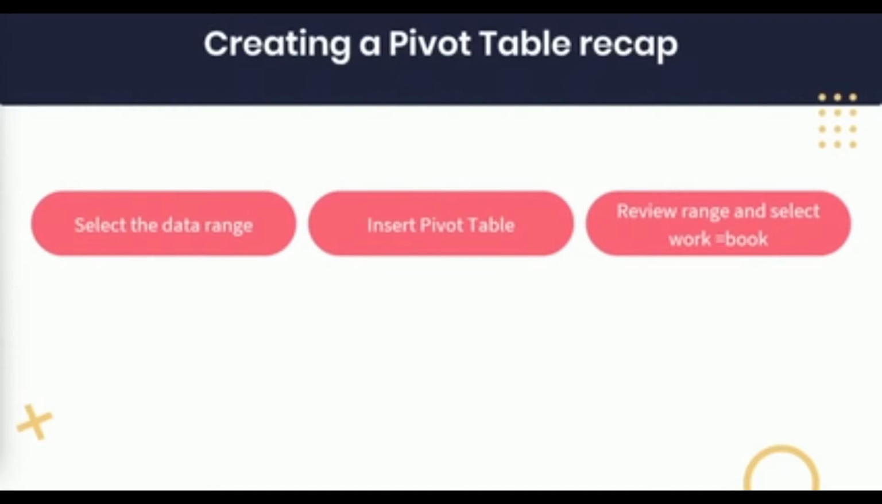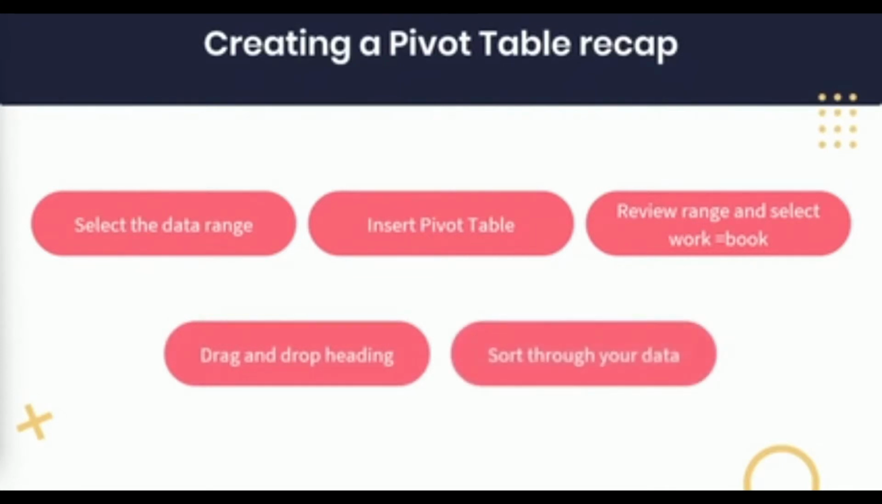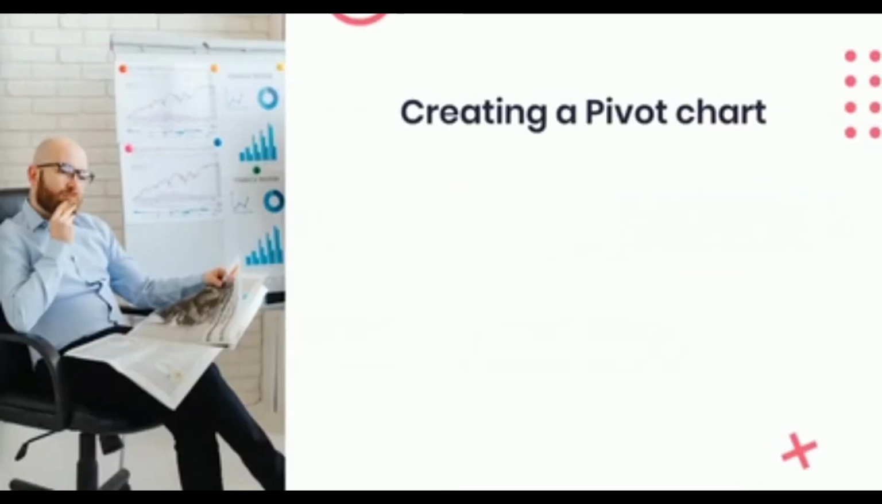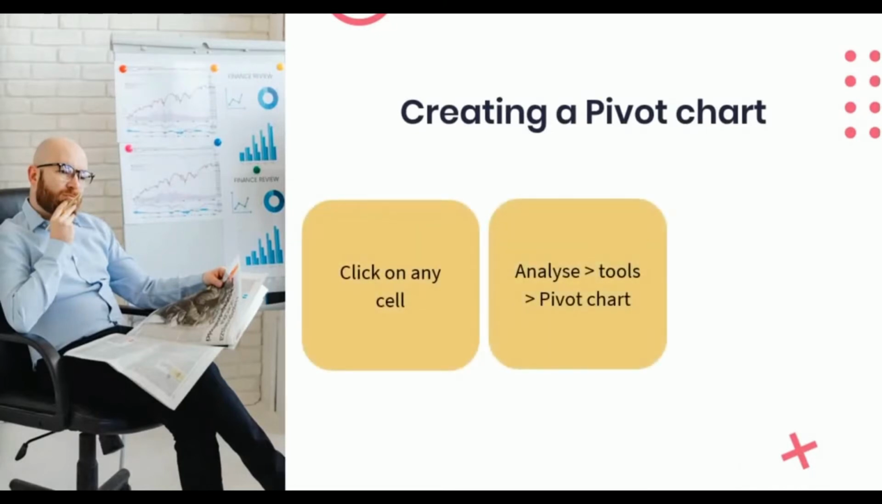On the worksheet, drag and drop the headings into the pivot table fields. And when your data is in the correct field, you can also sort your data. Now, sorting your data makes it a lot easier to read and analyze. So now that we have our pivot table ready, we can move over to our pivot chart. When you create a pivot chart, you can click on any cell within your pivot table. Go to the tool groups in the Analyze tab and then select Pivot Chart. The Insert Chart dialog will appear and then you select OK.